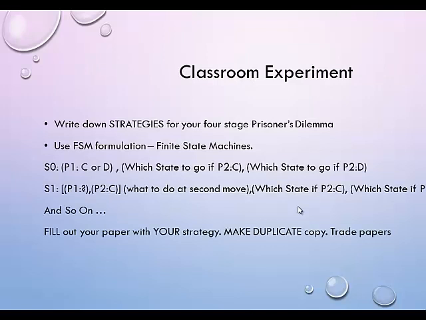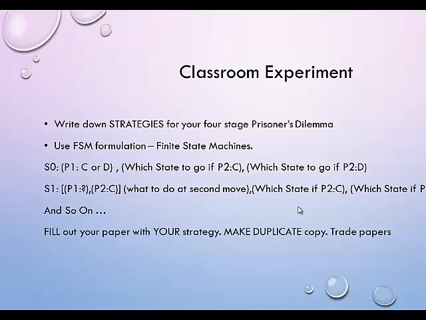Alright, now we are going to play the second classroom experiment. So now you have 2 sheets of paper. Now turn to the front side of this paper and we are going to play the prisoner's dilemma. I'm going to show how cooperation is better than competition.